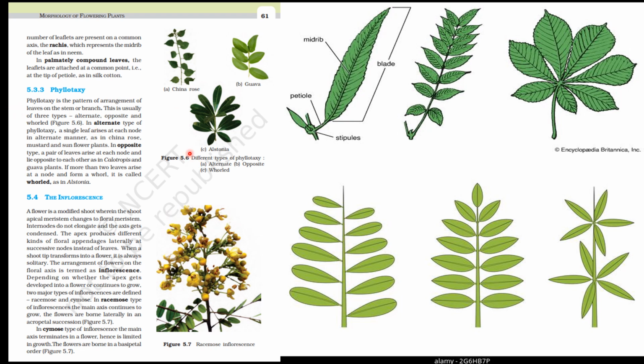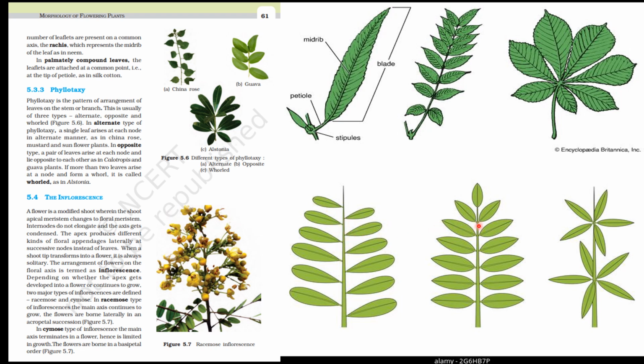Now, what is phyllotaxy? Phyllotaxy is the arrangement of leaves on the stem. It can be alternate. Look at this, this is the alternate type of phyllotaxy. This is the opposite type of phyllotaxy. This is the whorled type of phyllotaxy. In the alternate type, a single leaf arises at each node in an alternate manner. Here, here, here, here, in an alternate manner.